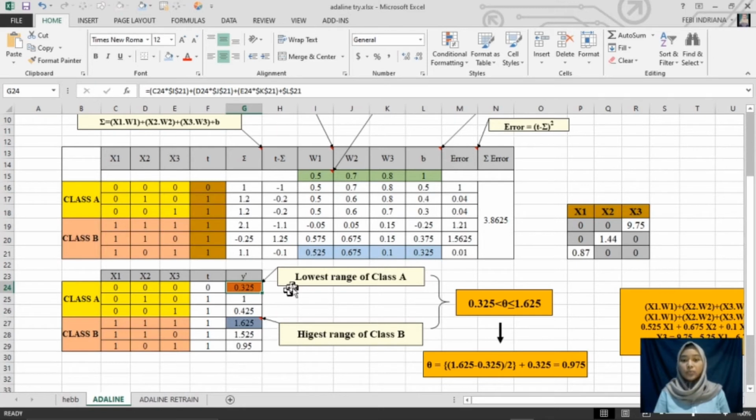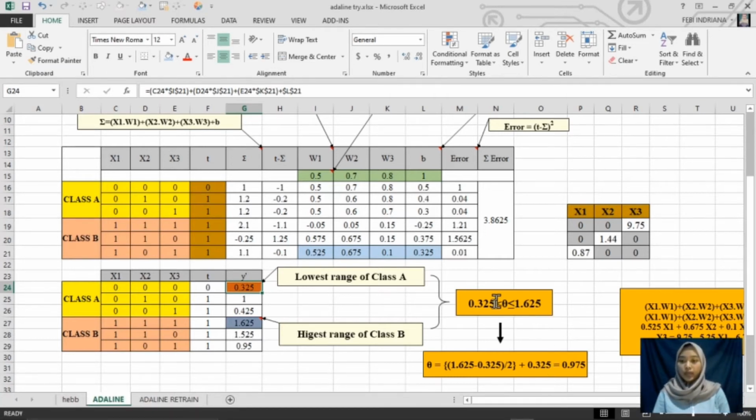After we know the value of y prime for each dataset, we can determine the lowest range in class A and the highest range of class B to know the interval of theta. We obtain that theta is more than 0.325 and theta less than or equal to 1.625.